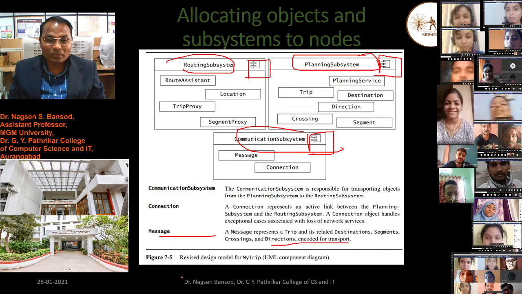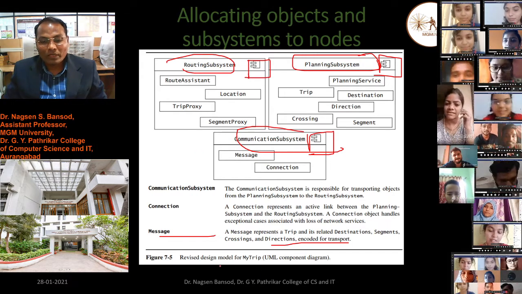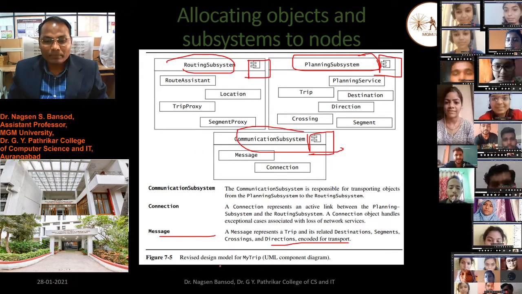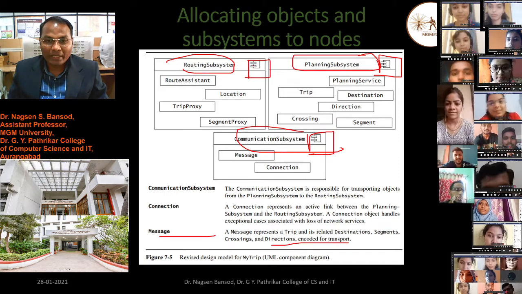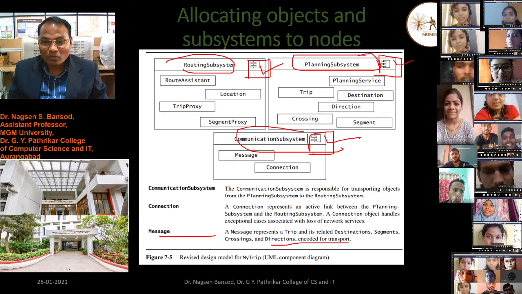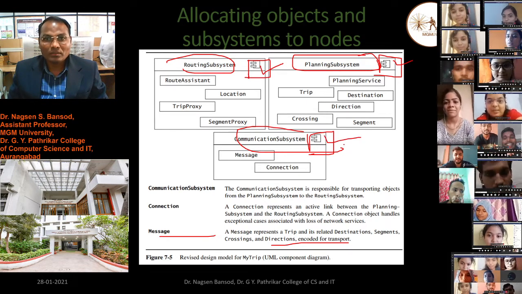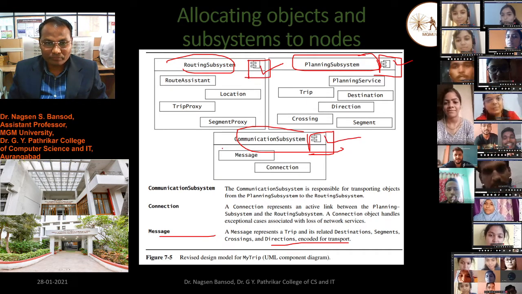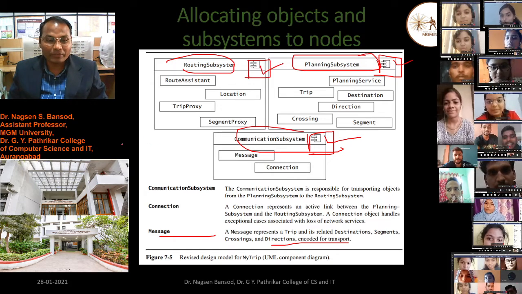This is the reviewed design model for MyTrip. This is a UML component diagram. This is the symbol of a component diagram. This symbol we have to use to design the component diagram. We already discussed this in the previous lecture.